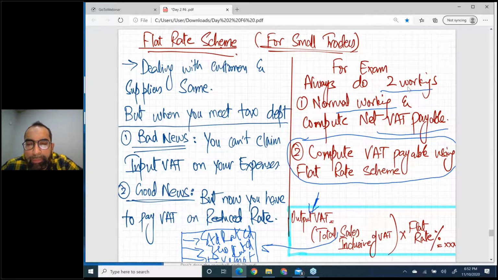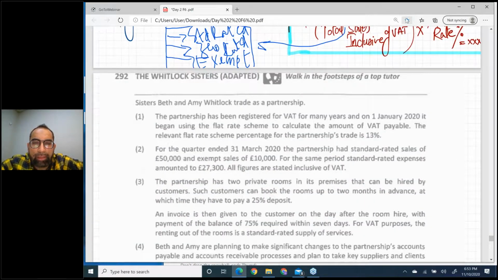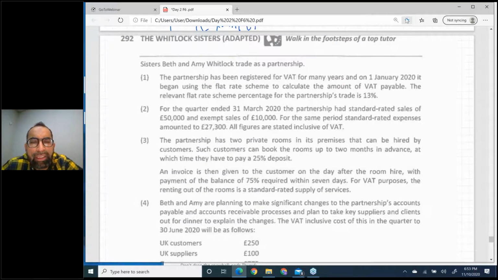Okay, now let's do a question, boys and girls. Please be with me. The name of the question is Whitlock Sisters, basically a past paper. Sisters Beth and Amy Whitlock trade as a partnership. The partnership has been registered for VAT for many years, and on 1st of January 2020, it began using the flat rate scheme.